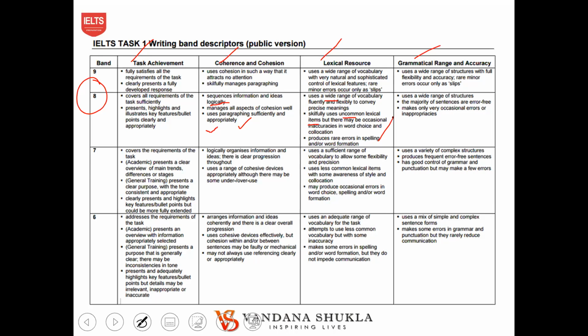Then grammatical range and accuracy. Uses wide range of structures. So you need to have a combination of complex sentence, compound sentence, and simple sentence. Do not write so many simple sentences, but yes, there should be a combination of complex, simple, and compound sentences. That's what is called range of structures. And you are making very rare errors. So this is all what counts to 8 bands.